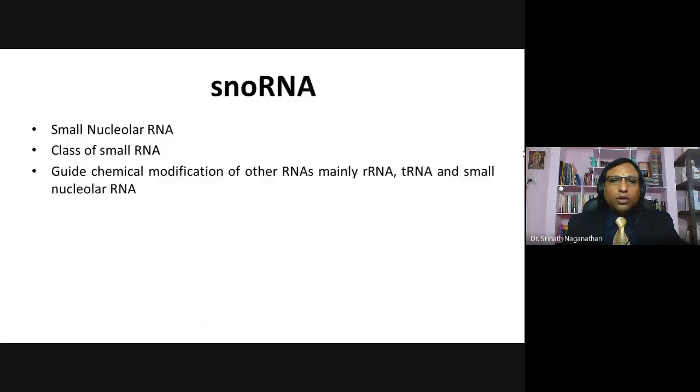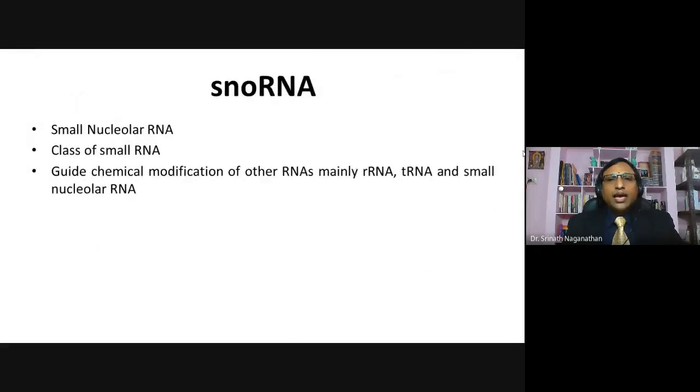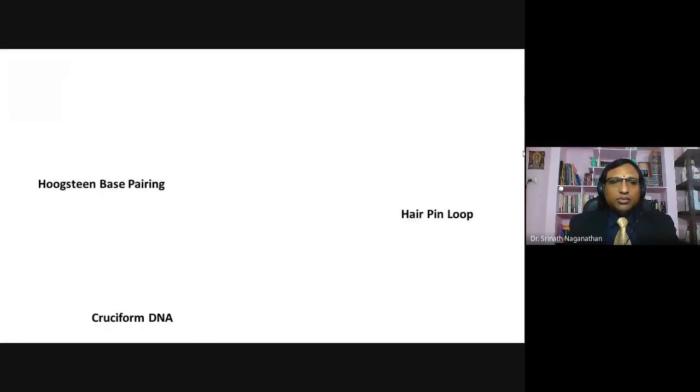So I hope one more is there. One minute, sorry. That is snoRNA, called small nucleolar RNA. It is a class of small RNAs that guide chemical modification of other RNAs, mainly rRNA, tRNA, and small nuclear RNAs. So we can just see the structures, how it is taking place.